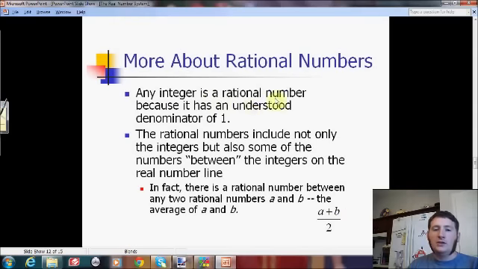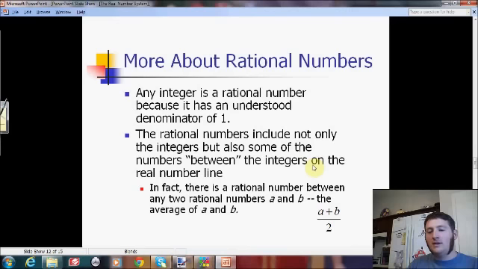So any integer is going to be rational because it could have an understood denominator of 1. And getting back to that idea of the number line for a second, we like the rational numbers because they not only get us the tick marks, like the integers, but you can also get between the numbers, like 3.5, for example.